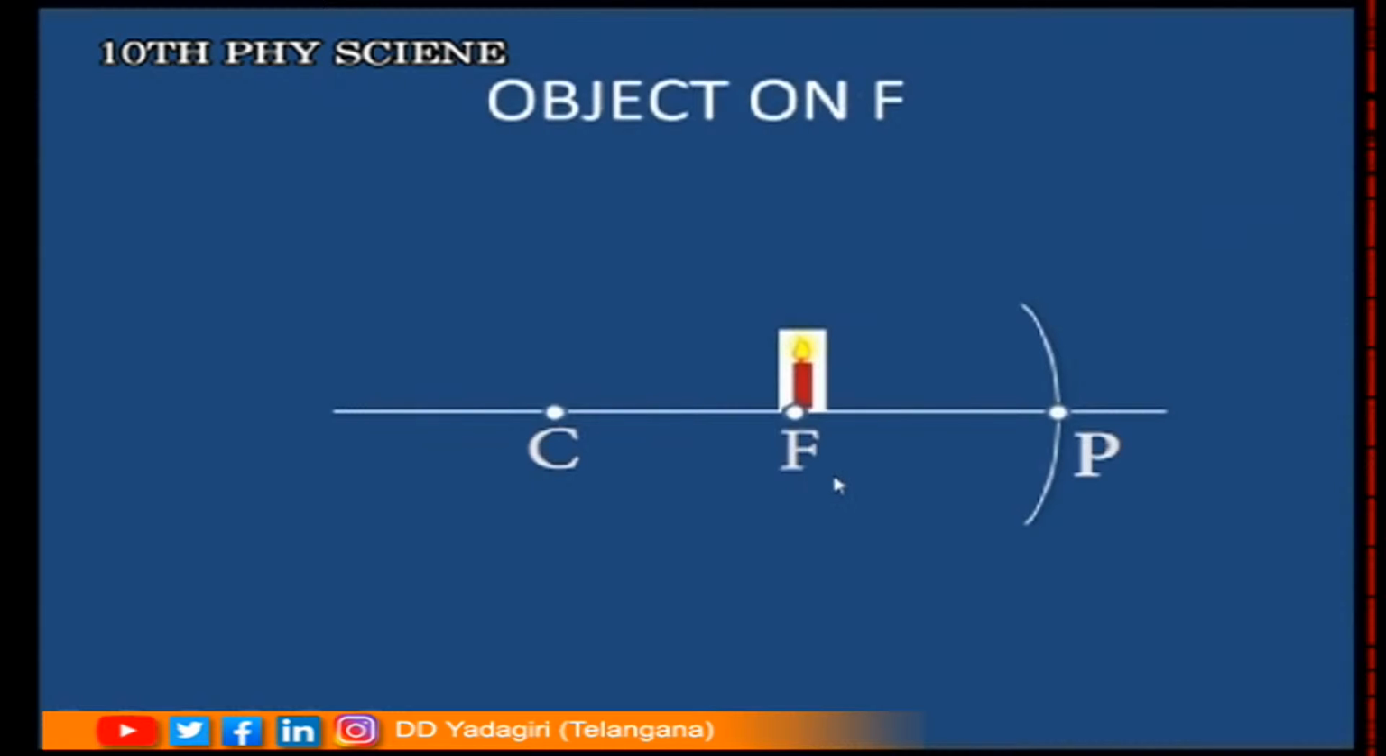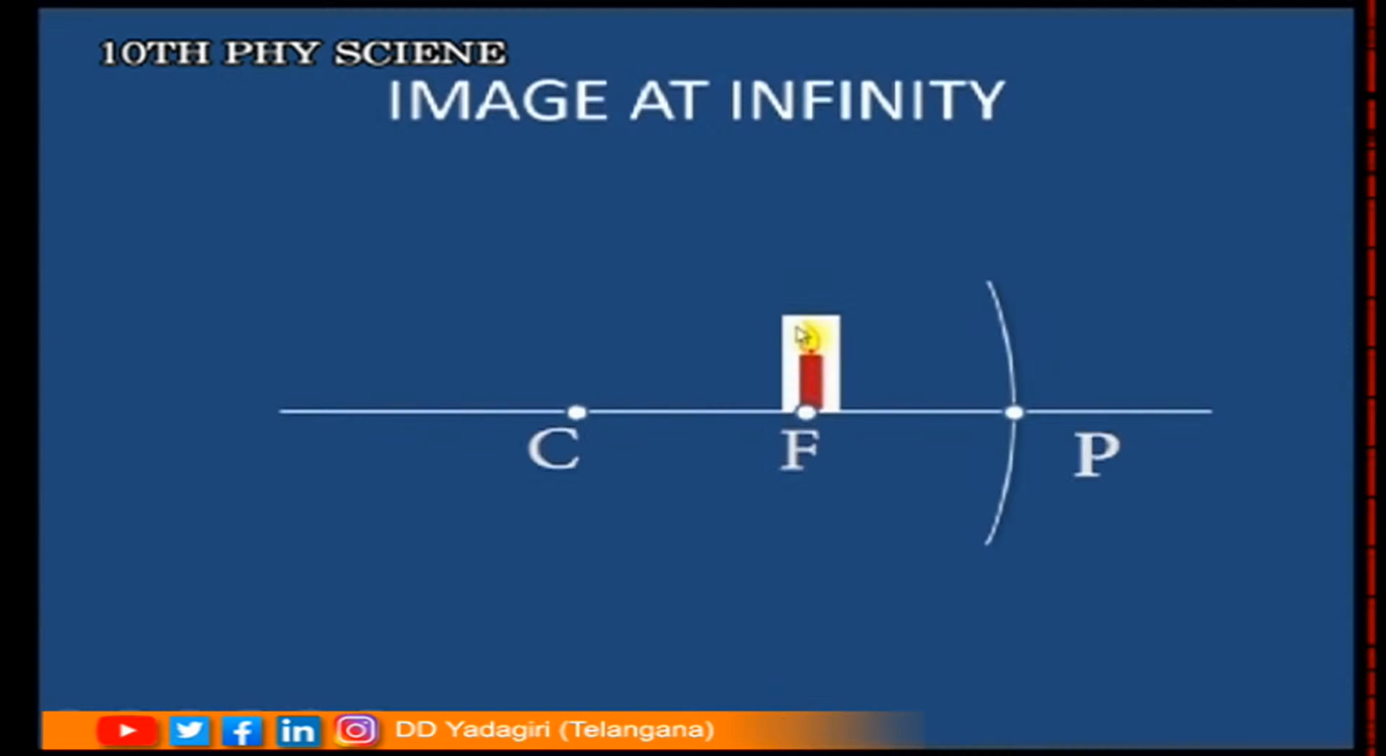Now, let us shift the object to the focus point. If the object is kept on the focus, the object is placed on the focus, the image is at infinity. Let us see how we are getting the image. The pole, focus, center of curvature, object on F, the ray parallel to the principal axis passes through the focus after reflection.